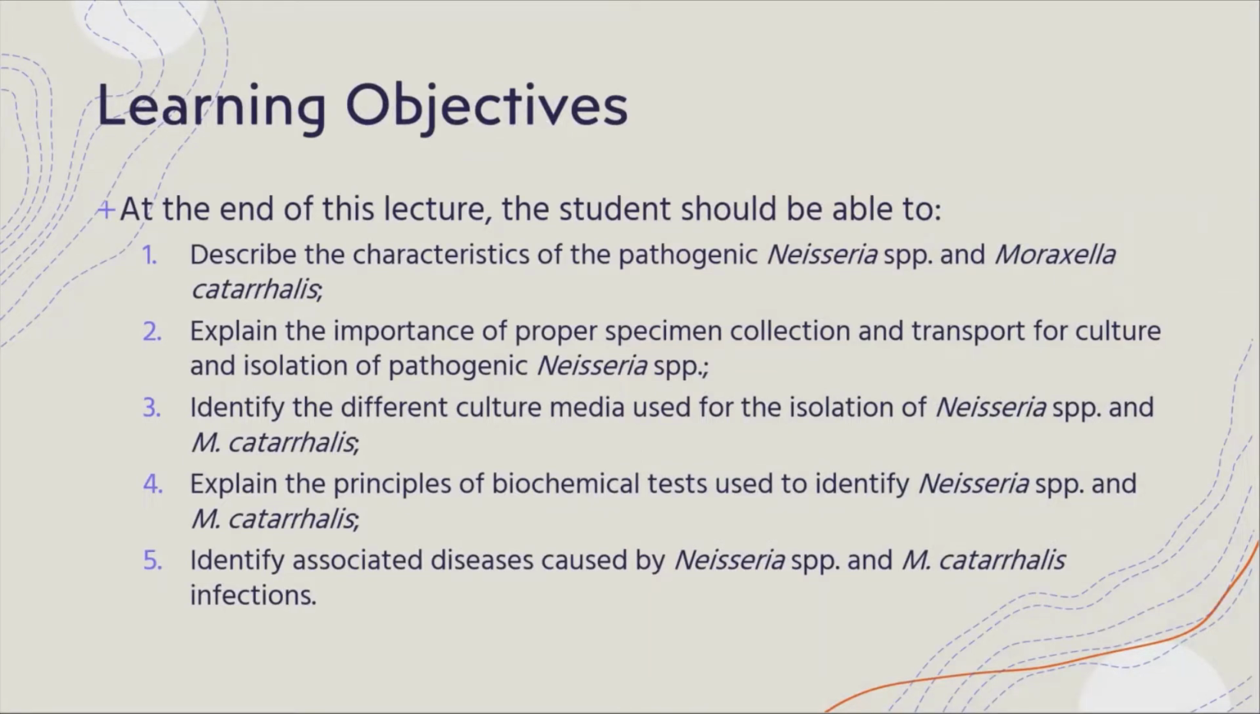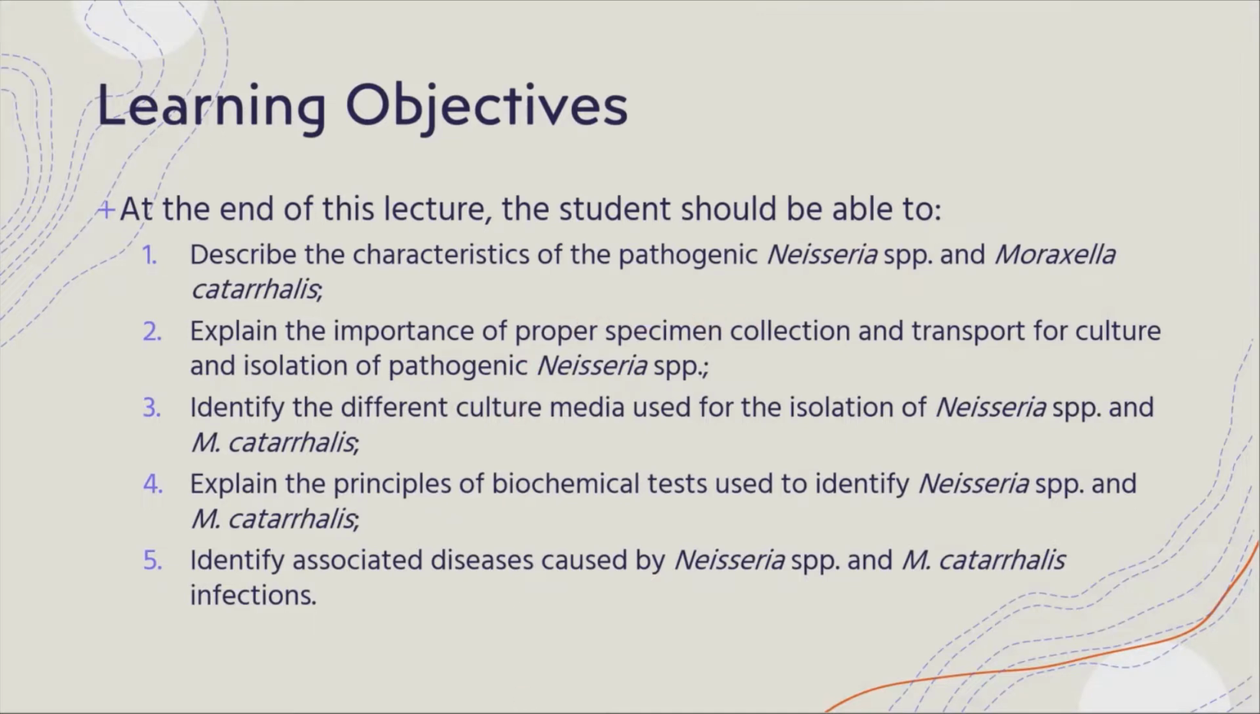At the end of this lecture, you should be able to: number 1, describe the characteristics of the pathogenic Neisseria species and Moraxella catarrhalis. Number 2, explain the importance of proper specimen collection and transport for culture and isolation of pathogenic Neisseria. Number 3, identify the different culture media used for the isolation of Neisseria and Moraxella. Number 4, explain the principles of biochemical tests used to identify Neisseria and Moraxella. And number 5, identify associated diseases caused by pathogenic Neisseria species and Moraxella catarrhalis infections.